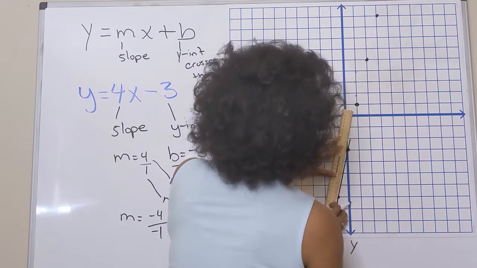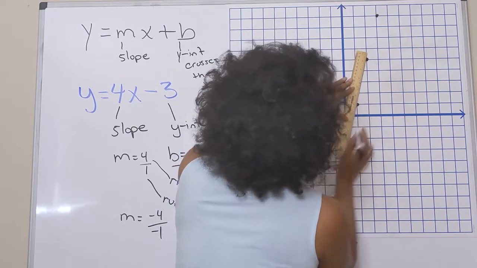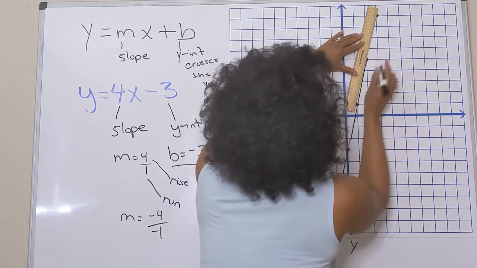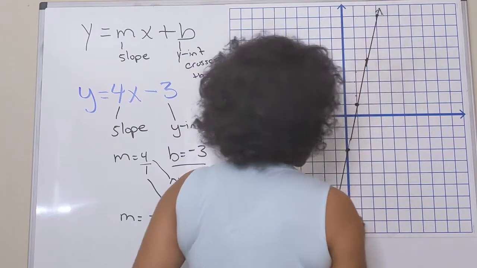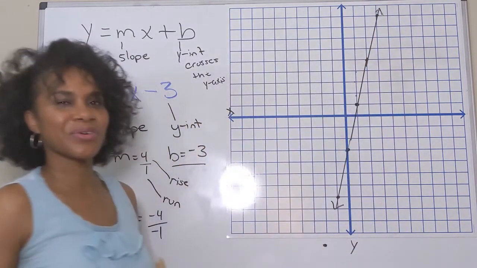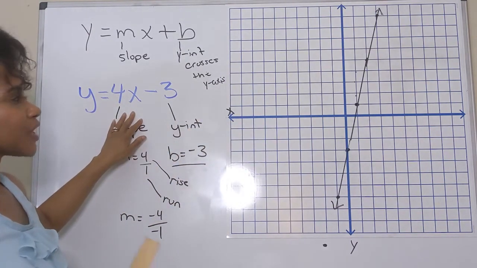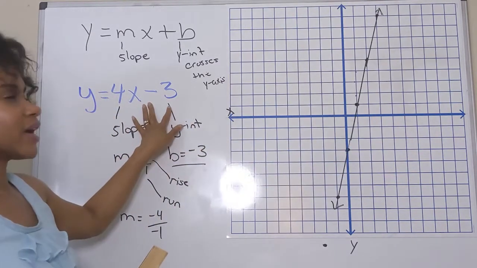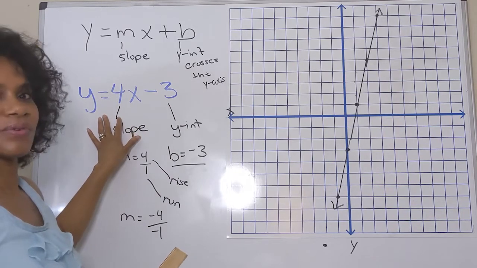And I'm going to try to draw this line as straight as possible. And of course, you would probably get a little neater on your paper, because you're not going to be drawing a gigantic line on a graph like this. And so I've graphed this line, y equals 4x minus 3. That graph should cross your y-axis, whatever that number is. So in this case, it's -3, and I have a slope of 4.